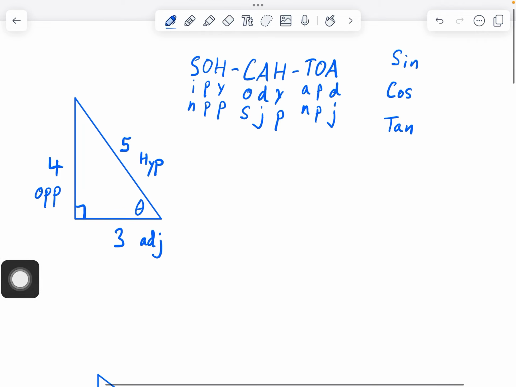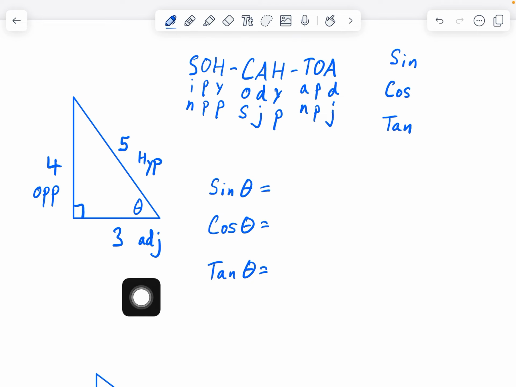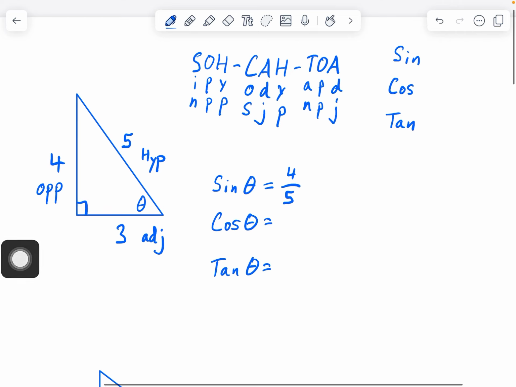Now, if I want to find the ratios for these, like if I wanted to find the sine of theta, cosine of theta, and the tangent of theta, I'm only looking at the sides in fraction form, so a comparison between the two sides. If I want to find the sine of theta, which is opposite over hypotenuse, I take my opposite side of 4 and my hypotenuse of 5, and I create a fraction. So 4/5 would be the sine of theta.